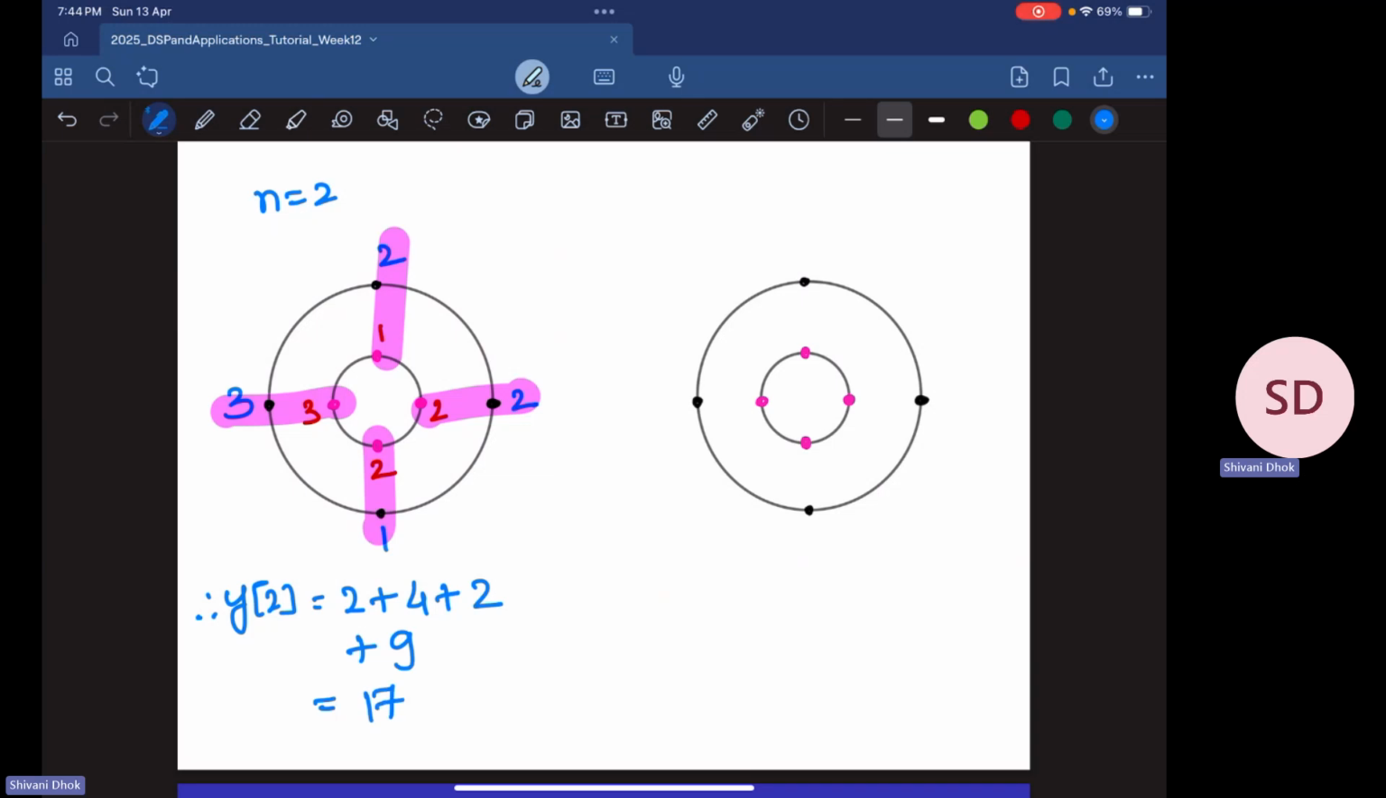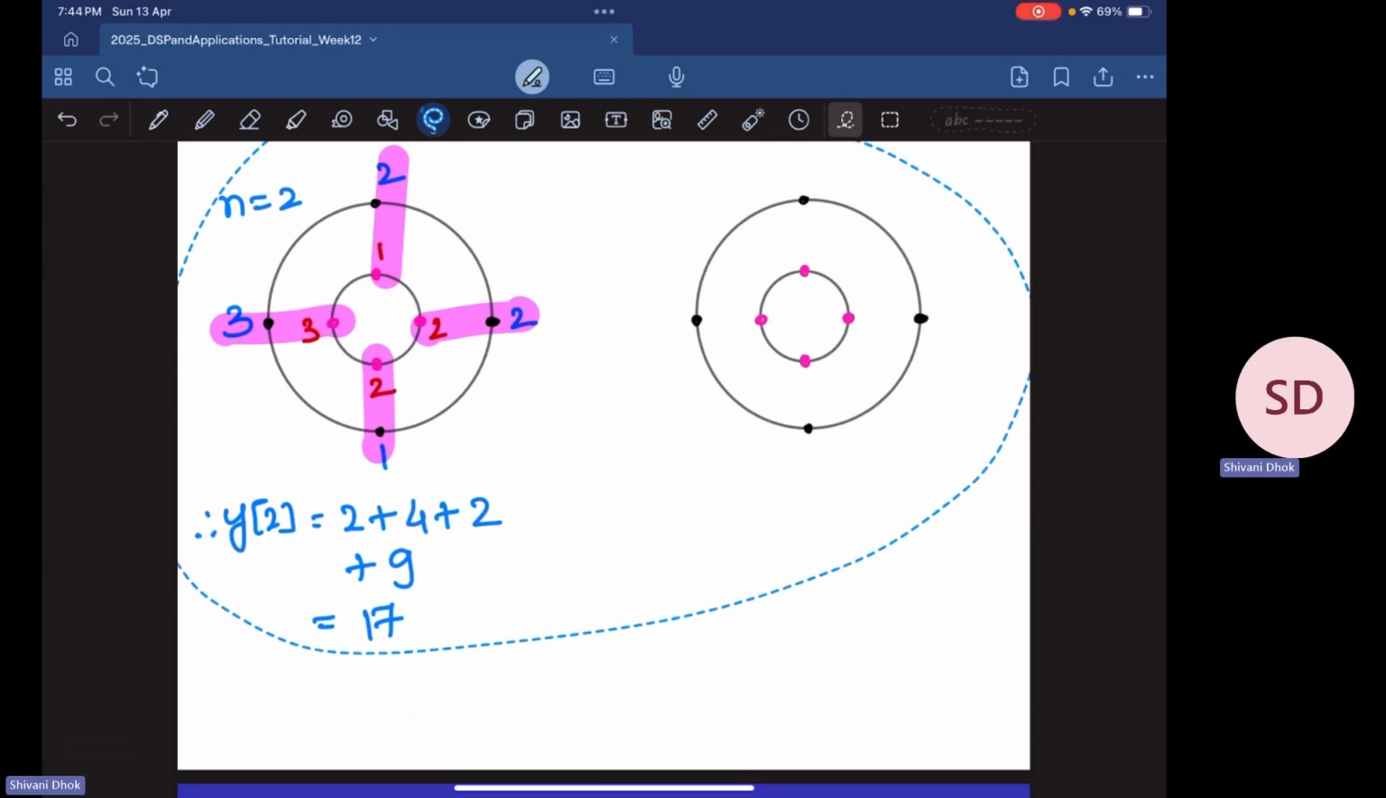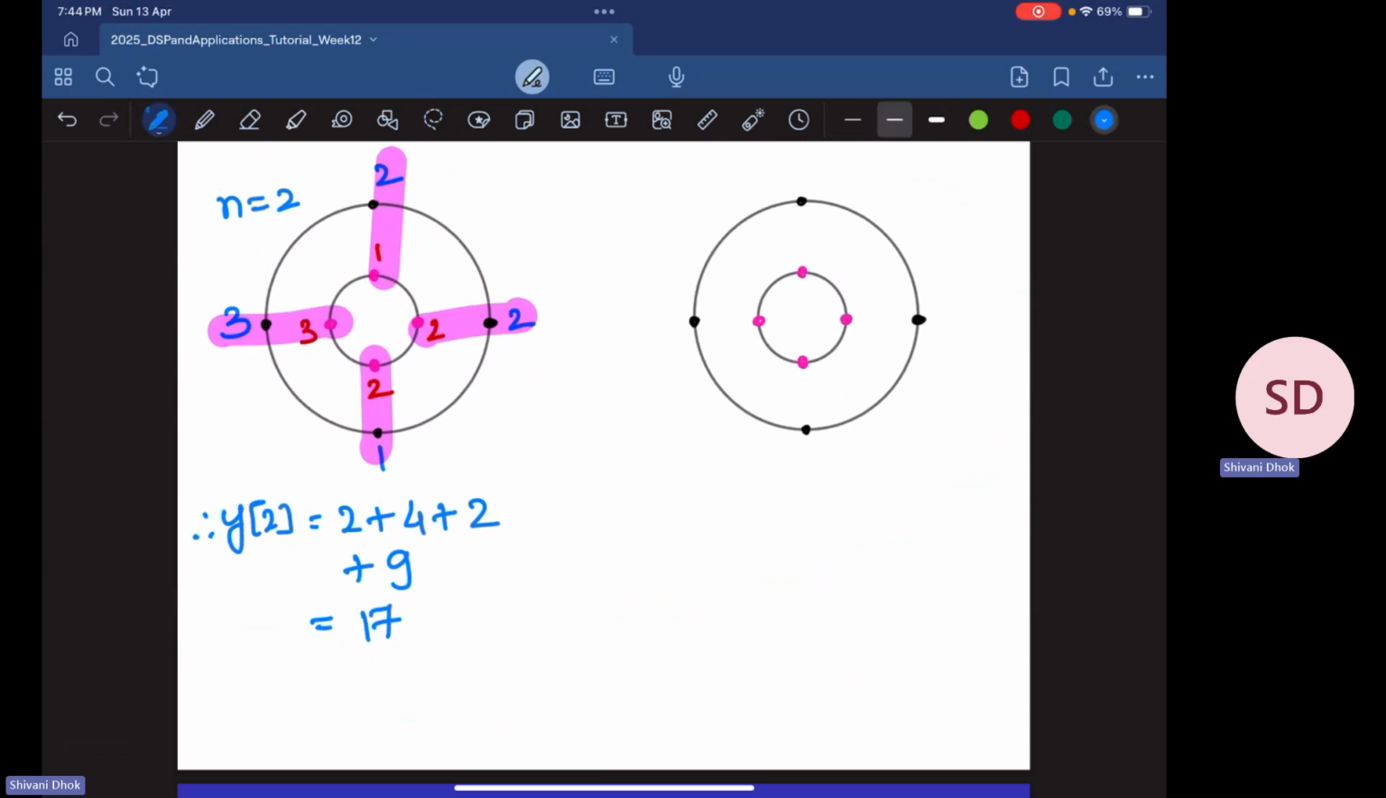And finally, so what I'll do, I'll just push this a little up. This is for n equal to 2. I don't want to add an additional page. Yeah, okay. Now finally we'll figure out what it is for n equal to 3. Again same story, inner circle remains as it is. And then what do we get?